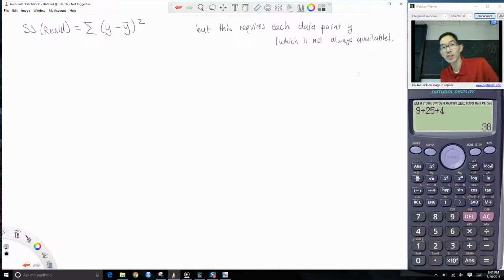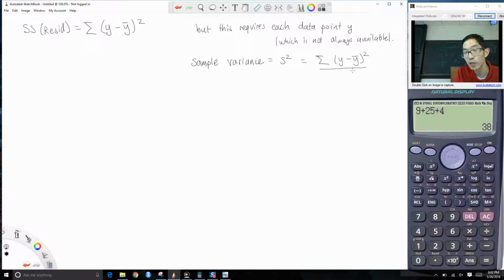Okay, and so to kind of work around this, we'll count on the definition of the group, or a sample's standard deviation. Okay, so the sample variance, which is s squared, is equal to the sum of each point y minus y bar squared divided by n minus 1. Okay, so this is the definition of sample variance.